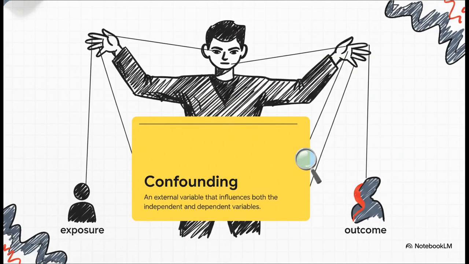Whenever you see a crude statistical association in your data, you're immediately facing a 50-50 dilemma. I mean, it might be real, sure, or it might be a total illusion created by confounding. Think of a confounder as an external variable that influences both your exposure and your outcome. It essentially acts as a puppet master. It pulls the strings from the background, making it look like the exposure is causing the disease, when in reality, that hidden confounder is responsible for the whole shebang.